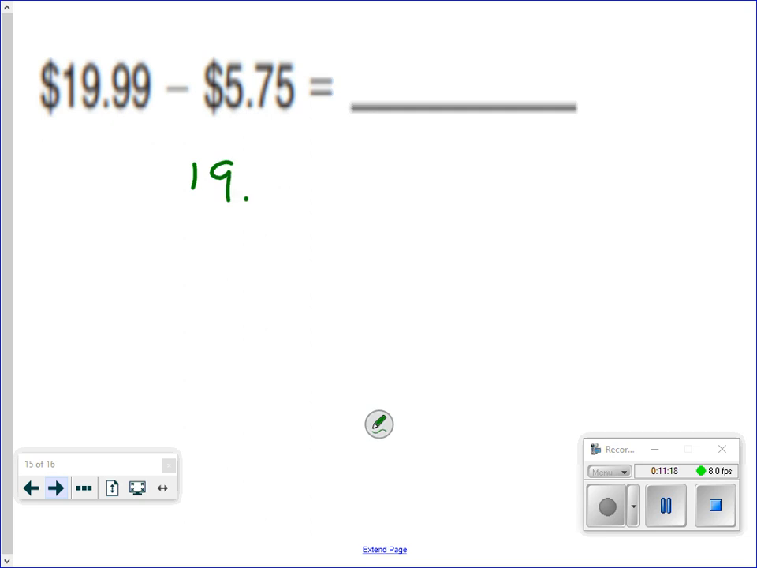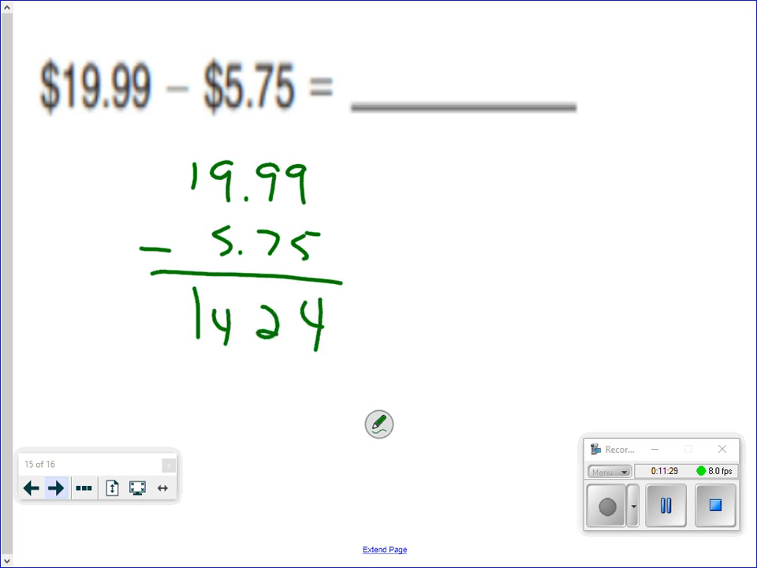Last one here, let's subtract. We have 1999 minus 575. Subtract across. 9 minus 5 is 4. 9 minus 7 is 2. 9 minus 5 is 4. Bring down the 1. That's easy math.